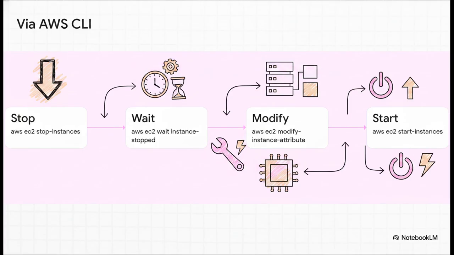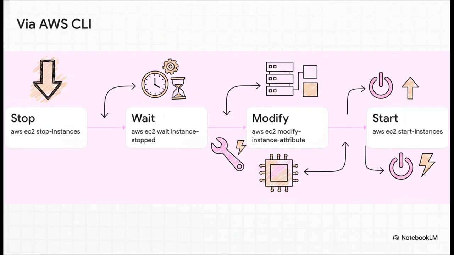Here is your AWS CLI workflow. Step 1. You run aws ec2 stop-instances. But crucially, you then really want to run aws ec2 wait instance-stopped to make absolutely sure it is fully powered down before you proceed. Honestly, that's a step a lot of junior devs just totally forget.